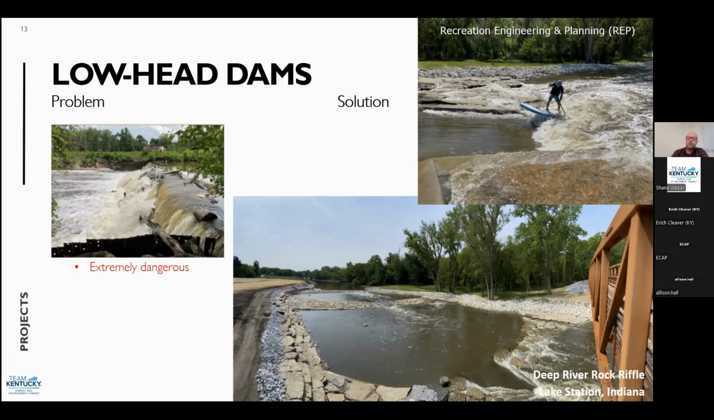So there are multiple communities across the state who are looking at taking these dams out and ideally putting in these recreational facilities.